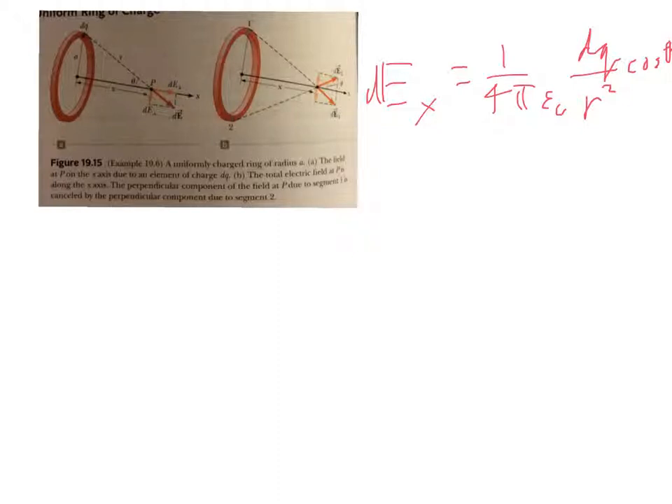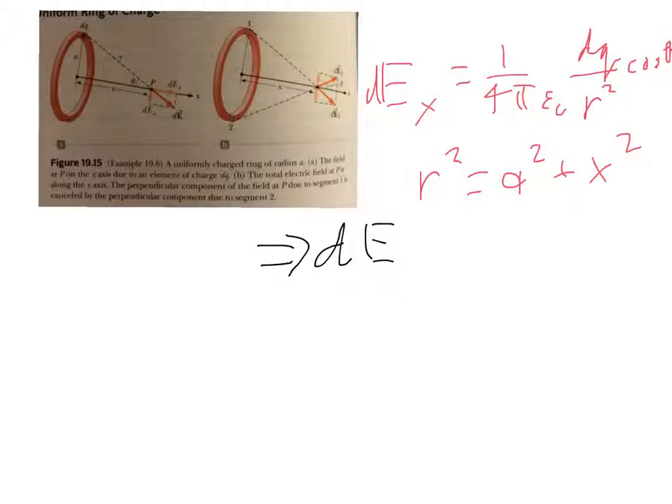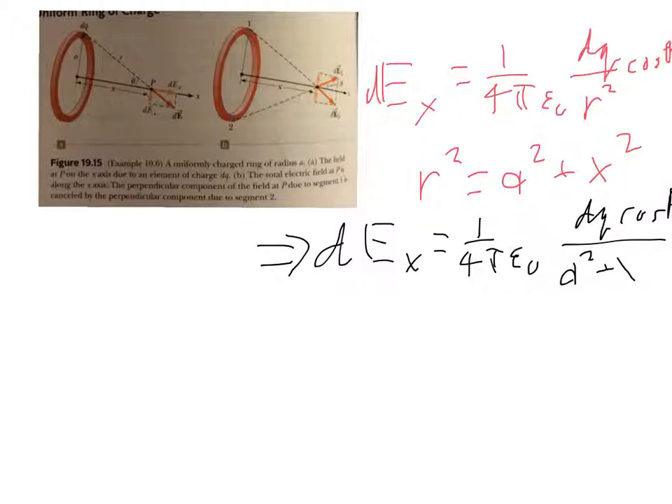Now, r squared is actually the hypotenuse of a triangle, so we see that r squared is supposed to equal a squared plus x squared. a is the radius of the ring, and x is the distance we are away from the center of that ring. So we want to plug all of that in right now. And if we do that, we're going to find that the infinitesimal little electric field is going to be 1 over 4 pi epsilon naught dq cosine theta, all divided by a squared plus x squared. Okay. So far, so good.